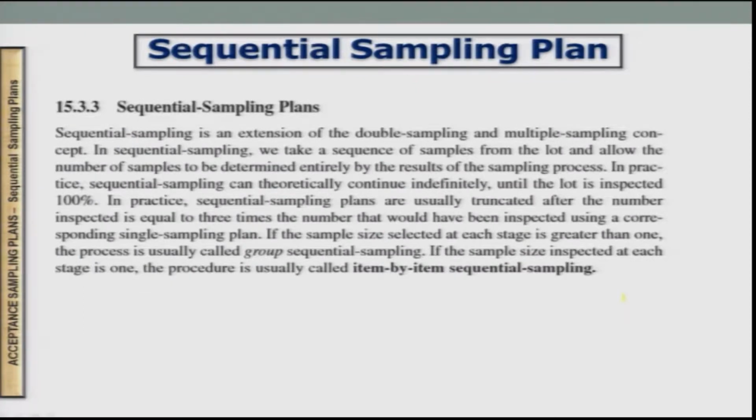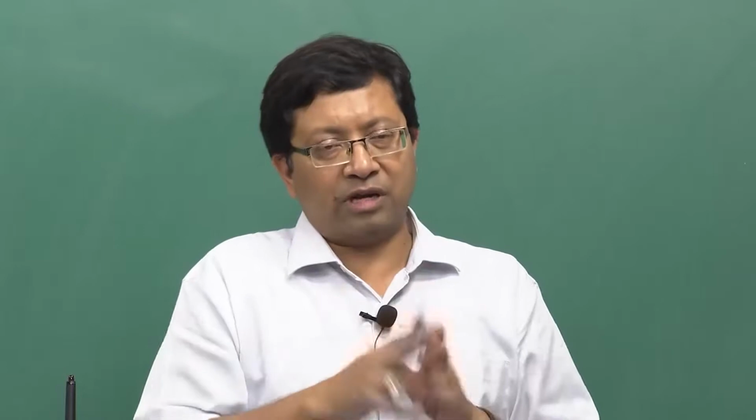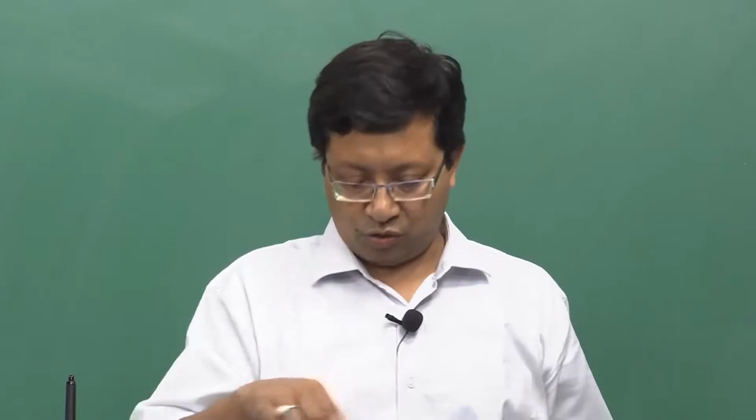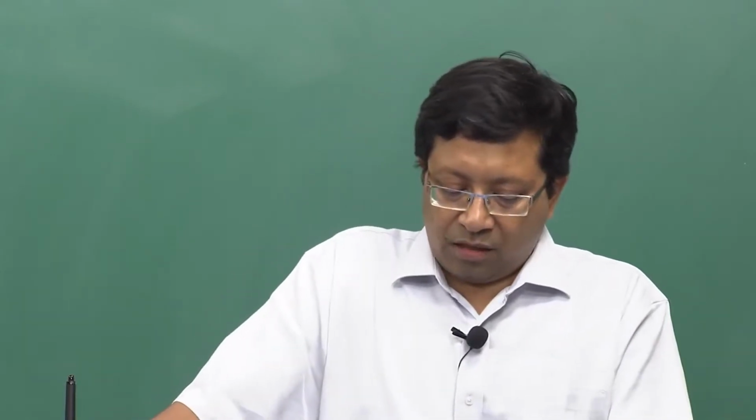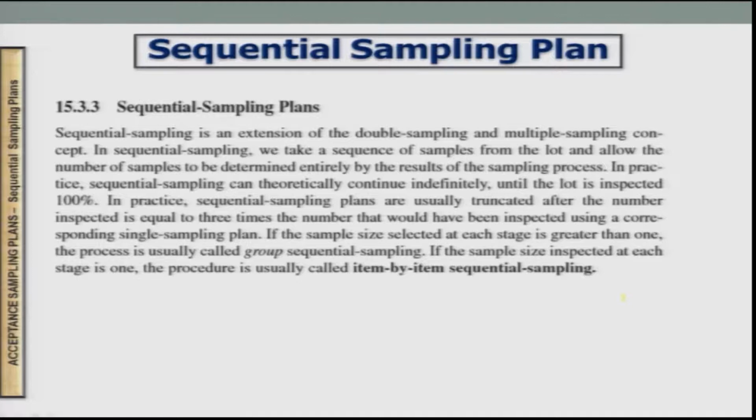Sequential sampling plan. Sequential sampling is an extension of the double sampling and multiple sampling concept in more detail. In sequential sampling, we take a sequence of observations or set of samples from a lot and allow the number to be determined entirely by the results of the sampling process. If you remember, I have been mentioning stopping criteria, which is basically a rule, but the outcome of the rule in some mathematical sense will depend on how many observations I have taken previously. So, the number of samples is determined by the results of the sampling process.